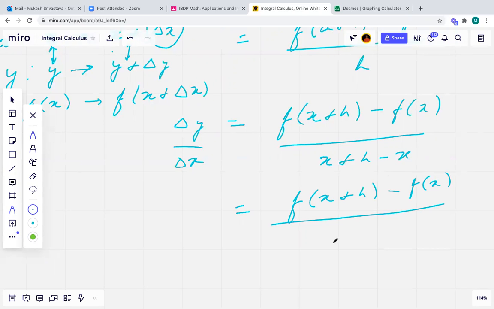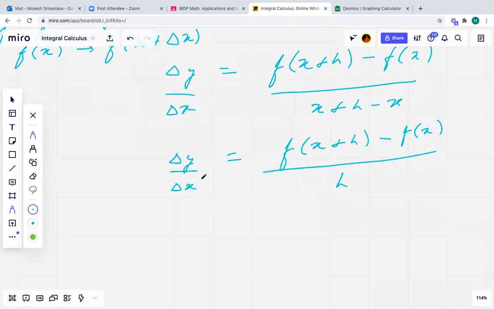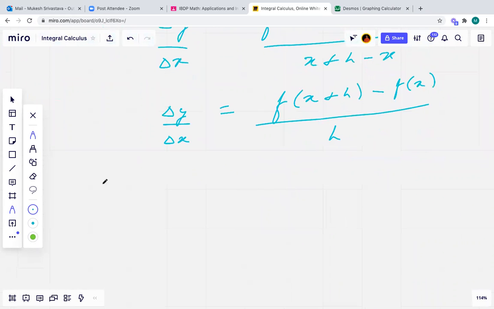Now my gradient of AB is delta y upon delta x. Now I will make a point, assuming you've understood whatever has been discussed so far. This means that when my delta x is very small, which means when my h is very small, equal to h, it tends to 0. You know this notation, right? Yes, sir.